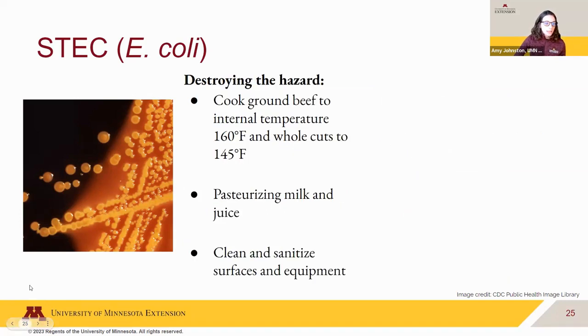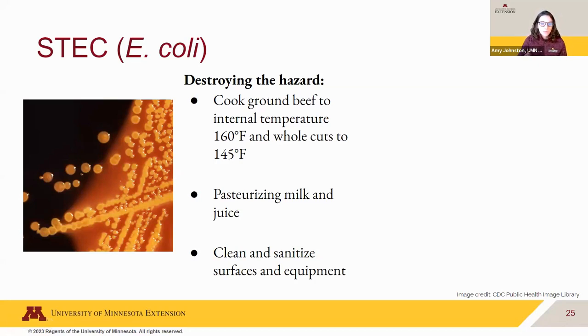E. coli is destroyed or killed at a temperature of 160 degrees Fahrenheit. Ground beef and foods containing ground beef should be cooked to a minimum internal temperature of 160 degrees Fahrenheit. Whole cuts of beef should be cooked to at least 145 degrees Fahrenheit. And the difference between these cooking temperatures is because of the processing of the beef.